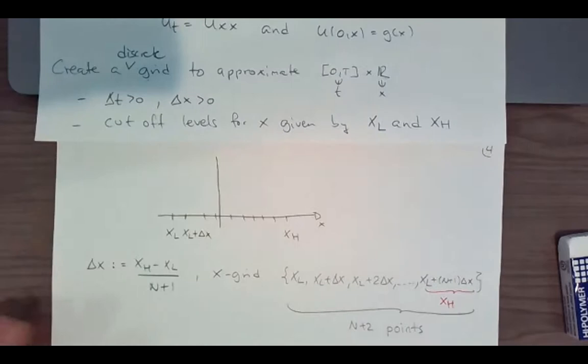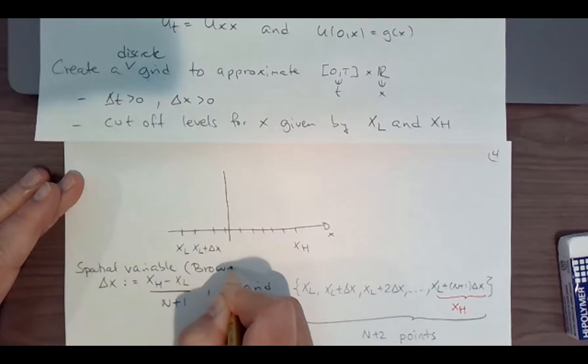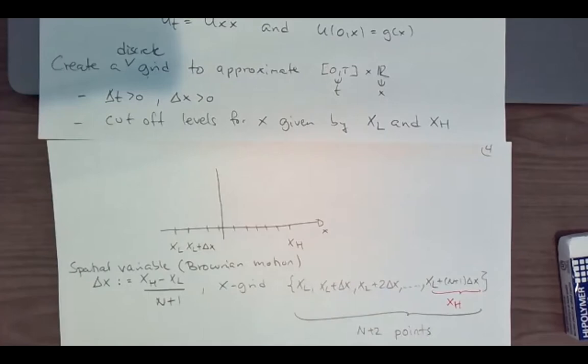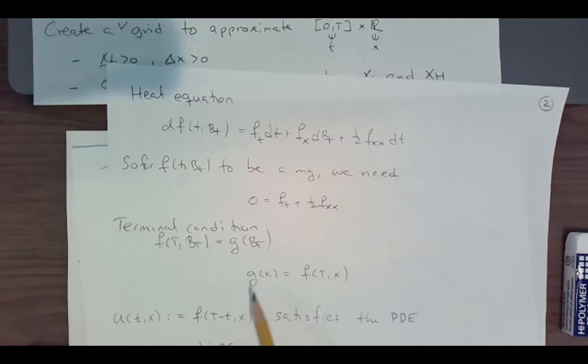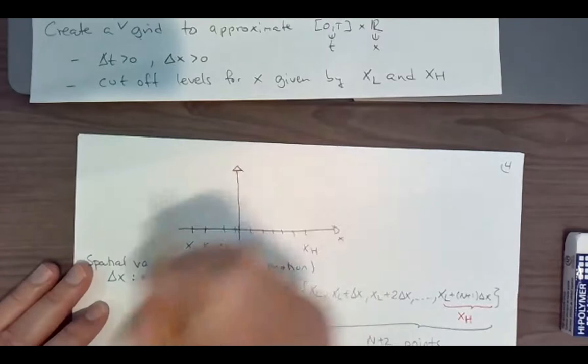This here is the spatial variable. For us, this is the Brownian motion variable. That variable, that x here, is what is coming from that Brownian motion. So sometimes it's called the spatial variable, and we also have time. Up here, I'm going to have t.